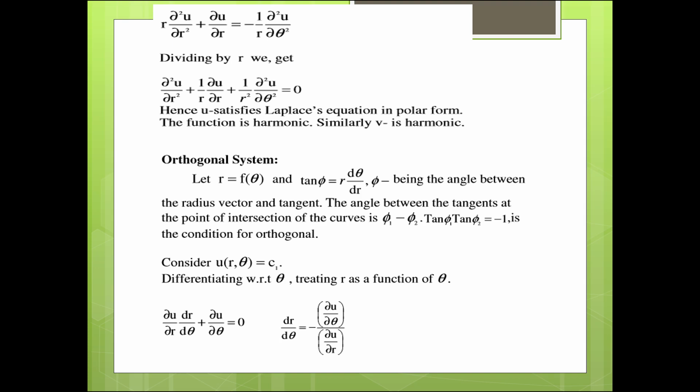Next one, orthogonal system. What is an orthogonal system? Let r = f(θ) and tan φ equals r dθ/dr, φ being the angle between the radius vector and tangent. The angle between the tangents at the point of intersection of the curves is φ1 minus φ2. Then tan φ1 into tan φ2 equals minus 1 is the condition for orthogonality.